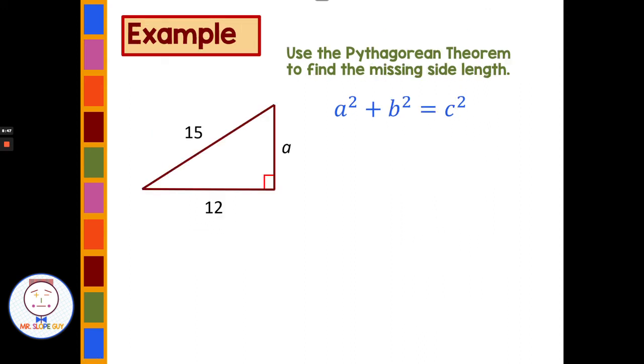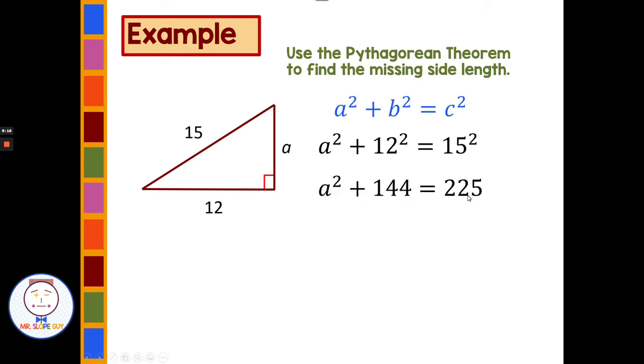Well, what if we have the hypotenuse, but we're missing one of the sides? So if we look at the 90-degree angle, we look straight across. That long side is 15. The 15 has to be the C value. So when I put it in the Pythagorean Theorem, 15 has to go in for the C. Now, since they labeled A as one of the sides, we'll use A for our variable. So they gave us the B value of 12. So put that directly in the Pythagorean Theorem. 12 squared is 144, 15 squared is 225.